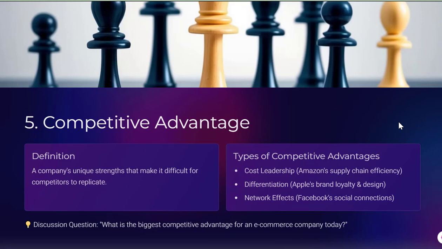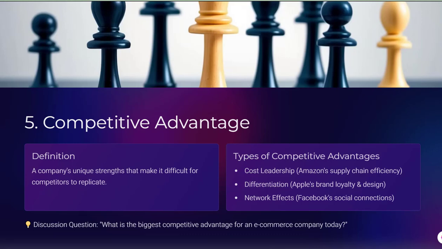Another competitive advantage is differentiation, like Apple's brand, brand loyalty, and design. So differentiation is about creating a unique product or brand that customers value, like Apple's design and brand loyalty. Another, so the cost and the quality differentiation, and then the network effects.